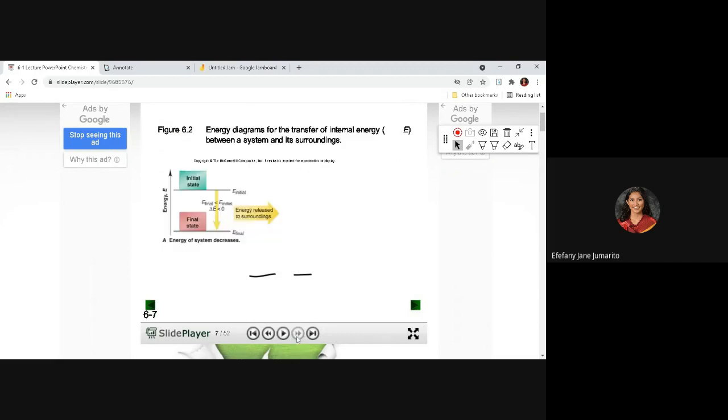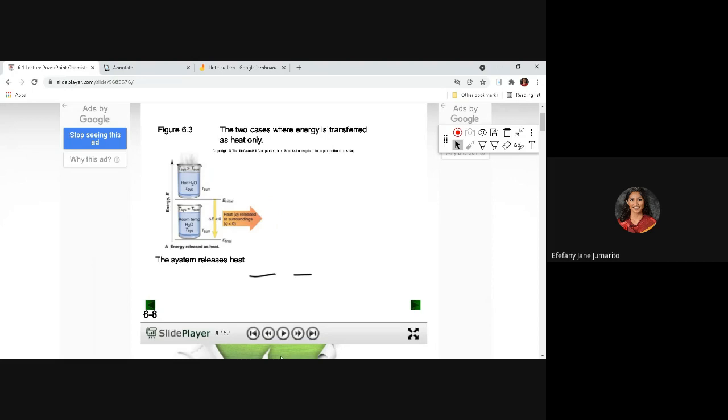Next. So we have this one, the final. So two cases where energy is transferred as heat only. So the system, this is the initial. So the system releases heat. So if the system releases heat, Q is less than zero.